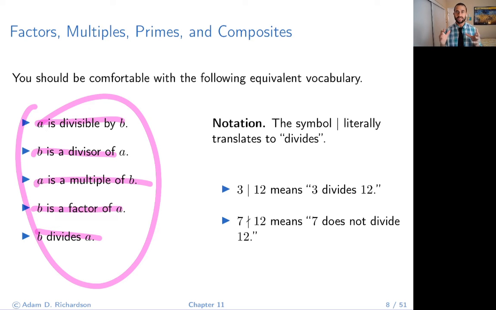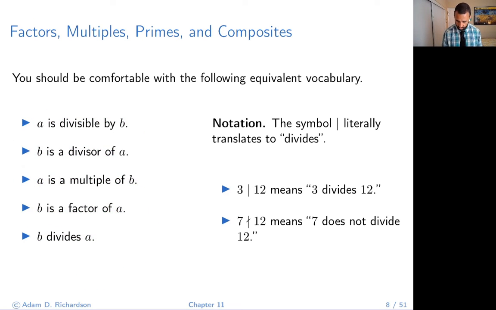But depending on the context of the problem, you might want to focus on the fact that something is a factor, or you might want to focus on the fact that something is dividing something else. So we need this terminology and this vocabulary to help us talk about the relationships that we're going to explore.